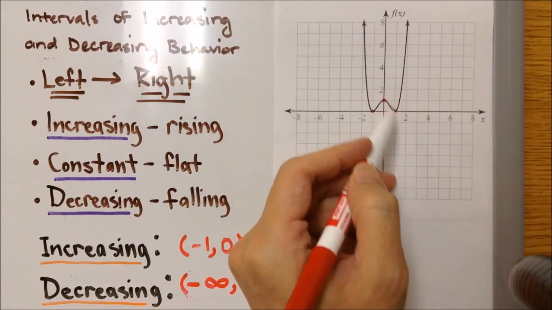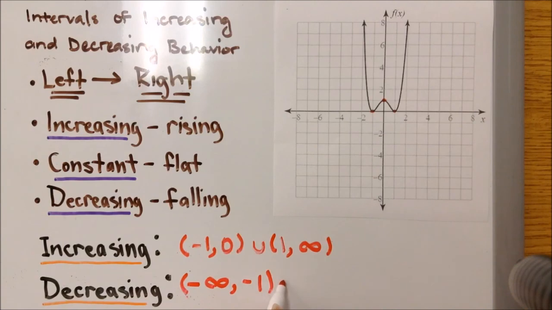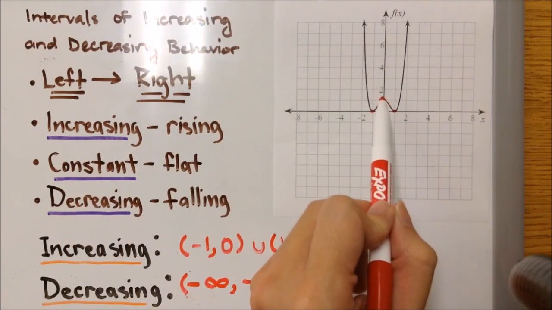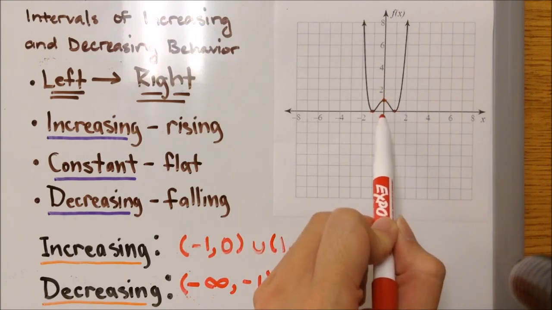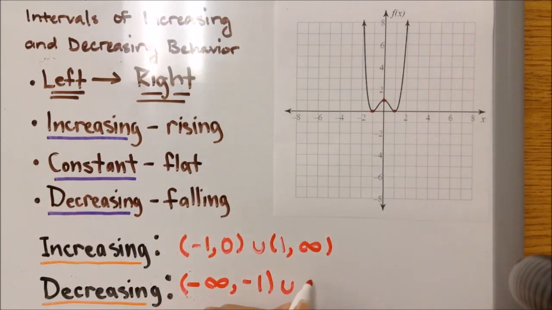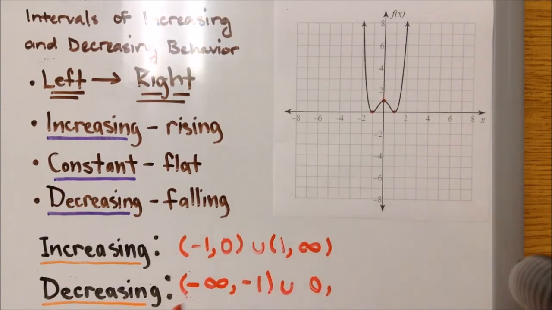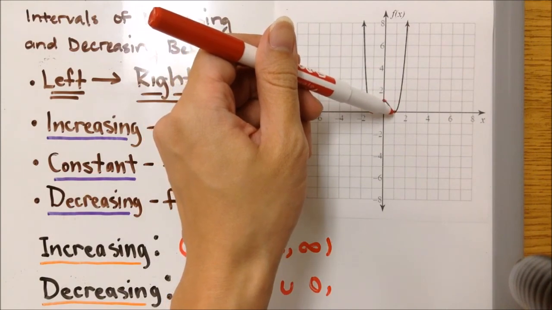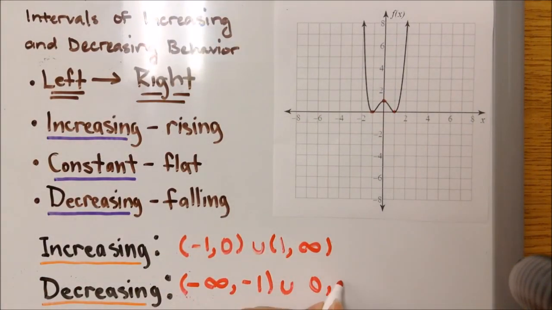And I see there's another part that's falling. So I'm going to write that U symbol for "and." And I see from the left side of the falling section, it starts at x equals 0. So I'm going to write 0 here, comma. So it's falling, falling, falling all the way to x equals 1. So I'm going to write 1 here. And then I'm going to end it with parentheses. So we have 2 intervals for increasing and 2 intervals for decreasing.